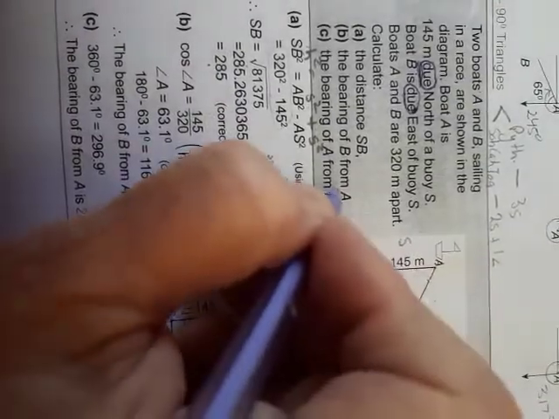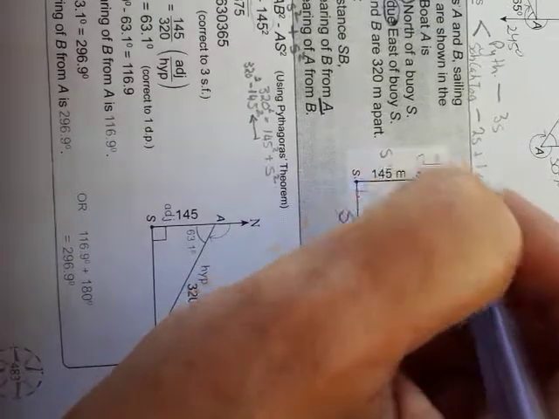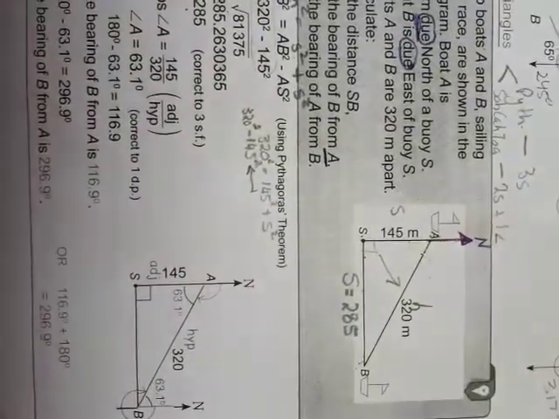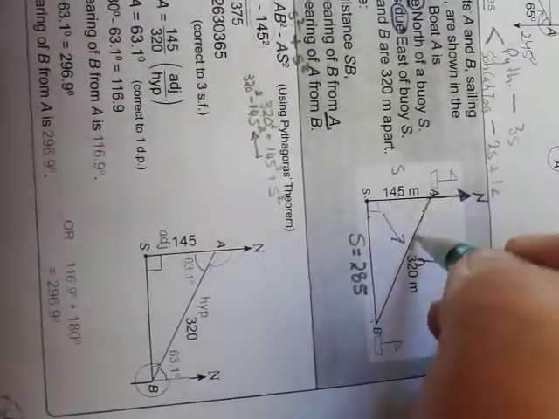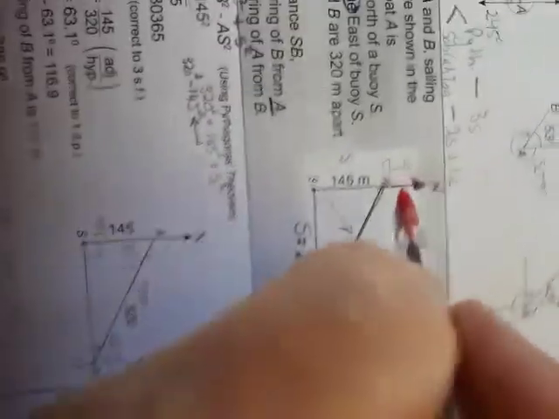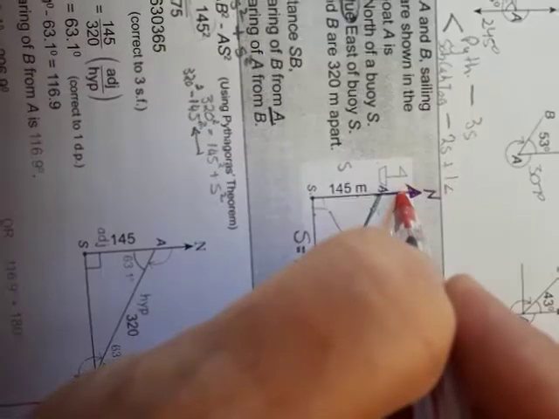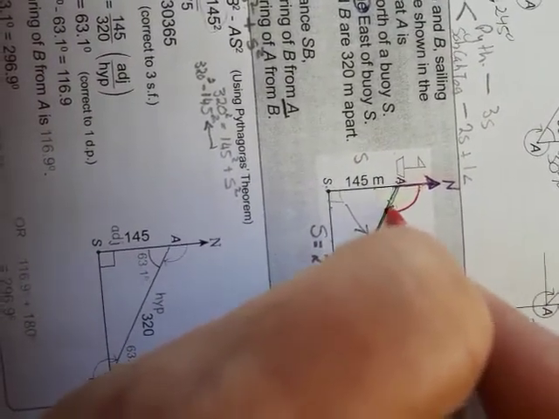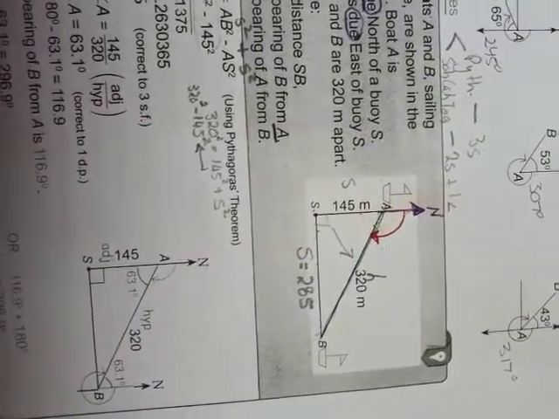Then question B asks the bearing of B from A. Now remember, from A, that's where I must draw my north line. The letter after from is where you draw your north line. So that is A, that is B, meaning my journey line is this one. Then I take my pencil, or in this case my red pen, put it on the north line and go clockwise until I meet the journey line. This is the angle that you must find.